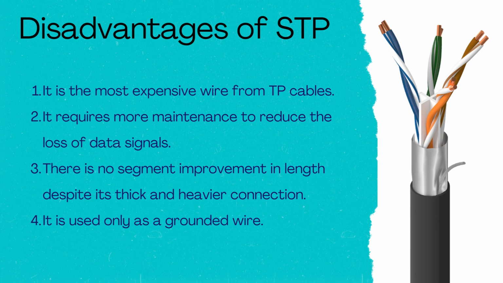The fourth disadvantage is grounding requirement. STP cables must be properly grounded to function effectively. The shielding layer, which provides protection against electromagnetic interference, needs to be connected to a ground reference point. In some cases, improper grounding can lead to problems, including ground loops or interference. So grounding also adds some cost.